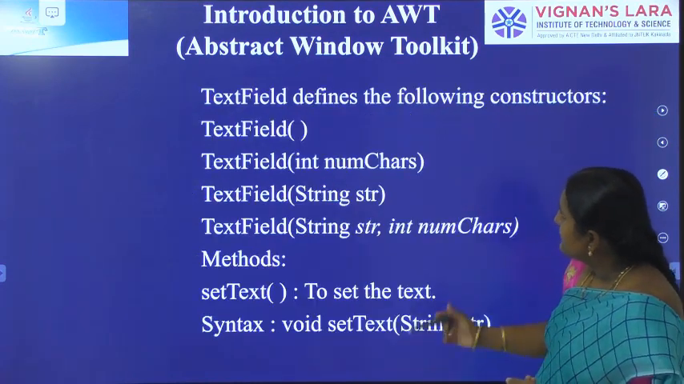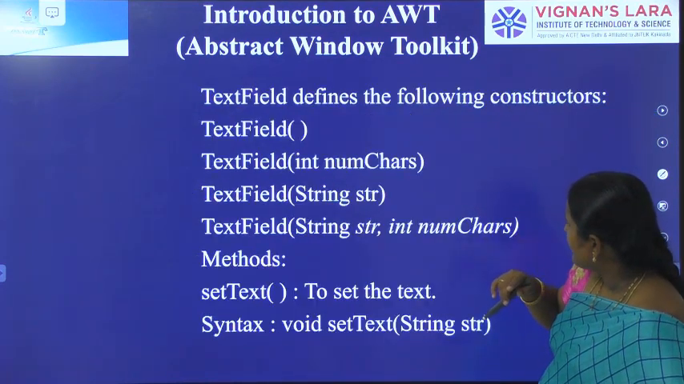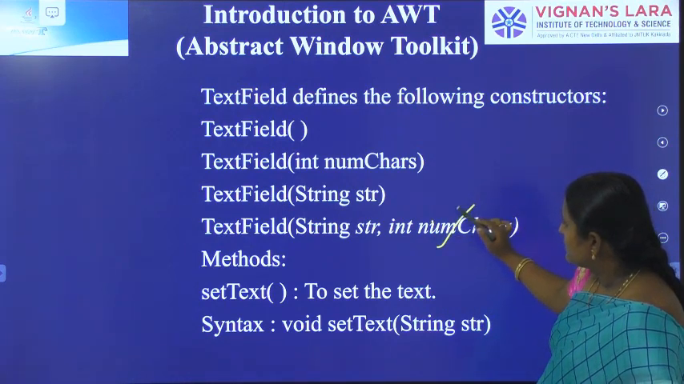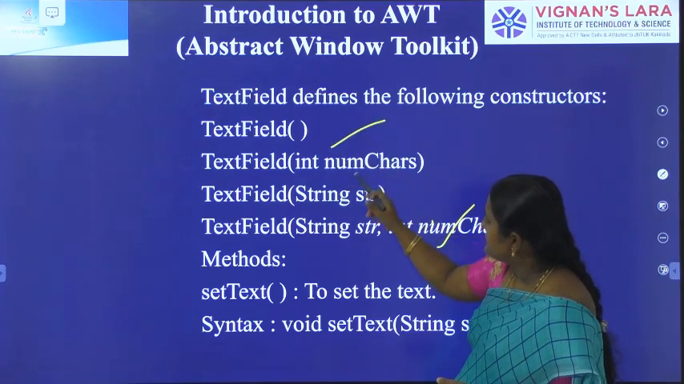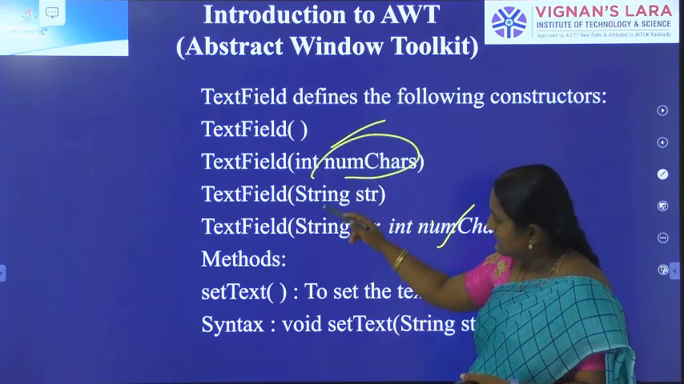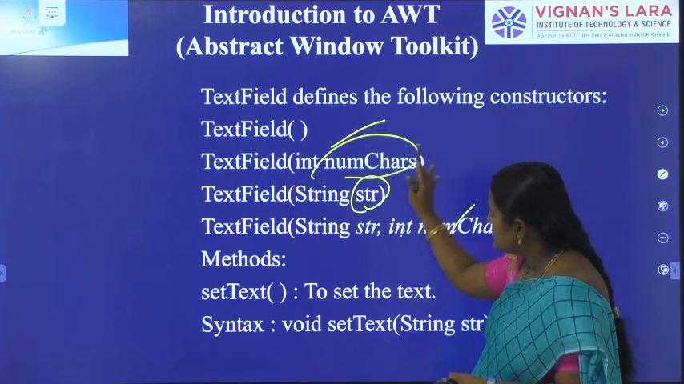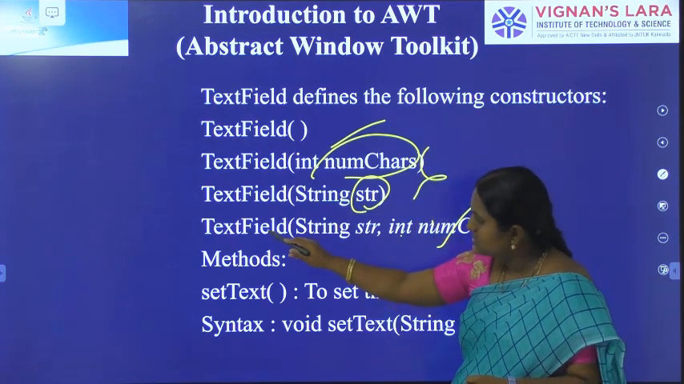So here, the first one we already covered, the default. Next one, number of characters: how many characters are there. Next, we have to supply a string, so a string as the text field. Next, these two are mixed in this constructor.